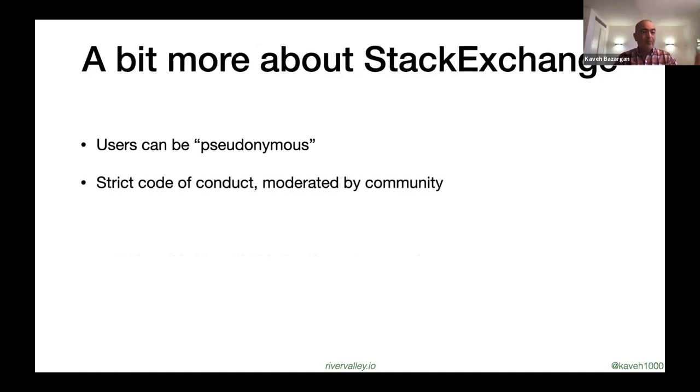So a little bit more about Stack Exchange. Users can be pseudonymous. So I can go in and say K1234. No one knows who I am. But of course, that person stays, a bit like Twitter. There might be a Twitter handle. You don't need to say who you are. But of course, it's the same person. You can build a reputation. There's a strict code of conduct. It's moderated by the community and it works very well.